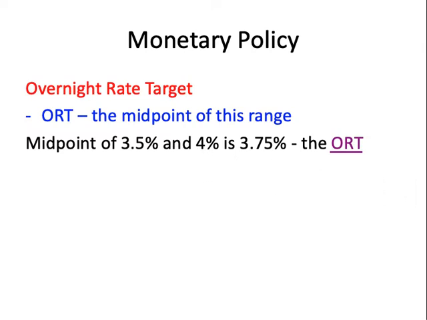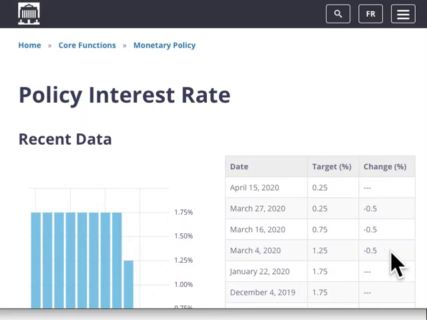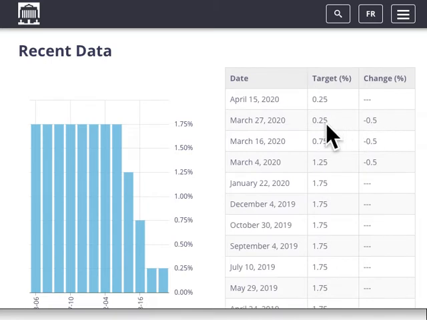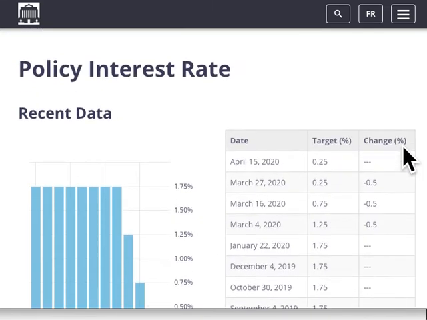And so I'm going to toggle over to the Bank of Canada website to show you what the overnight rate target looks like. So you'll see here that the policy interest rate, or the overnight rate target as it's called, is right now 0.25%. It was 0.75%, 1.25% before, and I'll show you a larger chart of these stats. But this is the actual rate that the Bank of Canada has set as the overnight rate target.